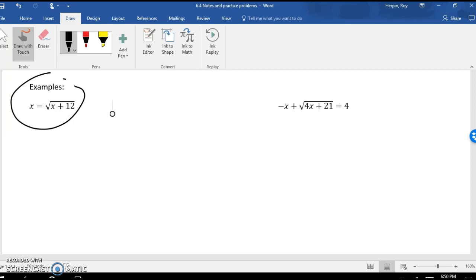So all I have to do to get rid of it is square both sides. So I'm going to square both sides.